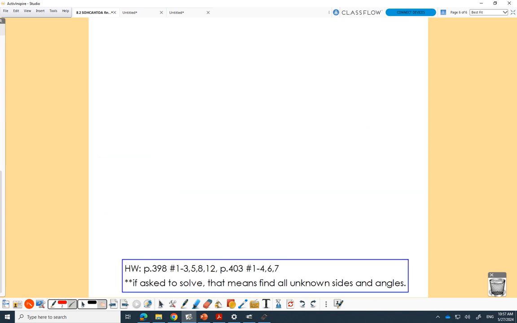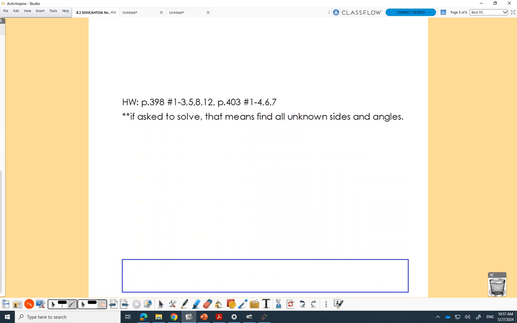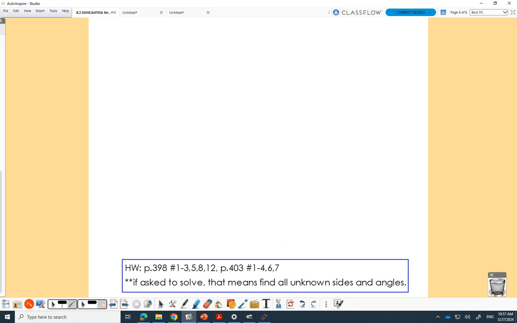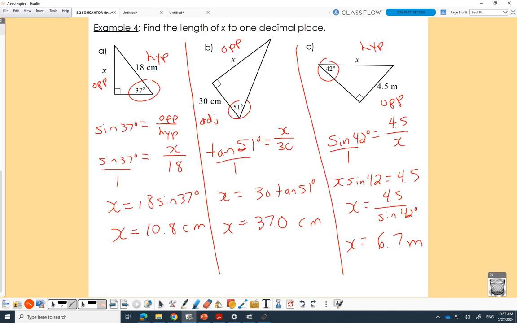What's left? Nothing. Oh, I put the homework on a separate page because there's one little thing I got to talk about. Page 398, page 403. Should go pretty fast, friends, if you know what you're doing. But look, it says, if asked to solve the triangle, that means find everything. Could I find everything now? Here, let's go back to here.